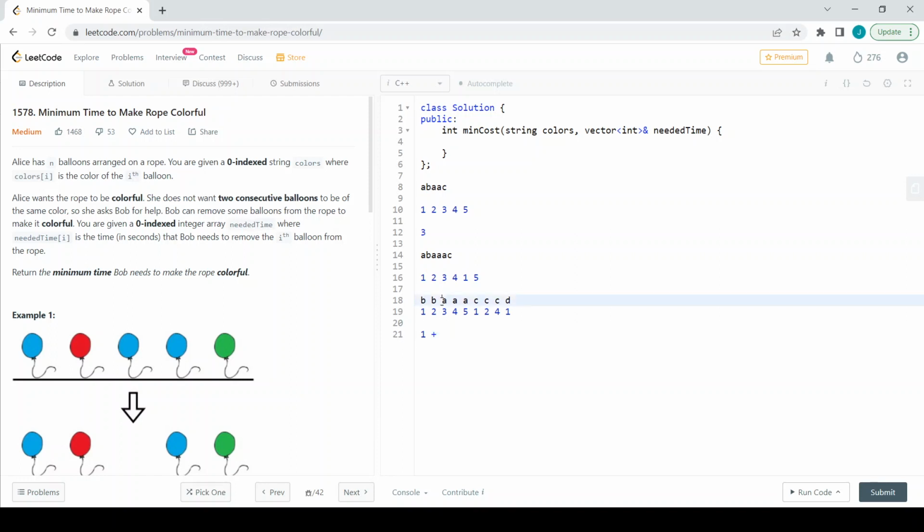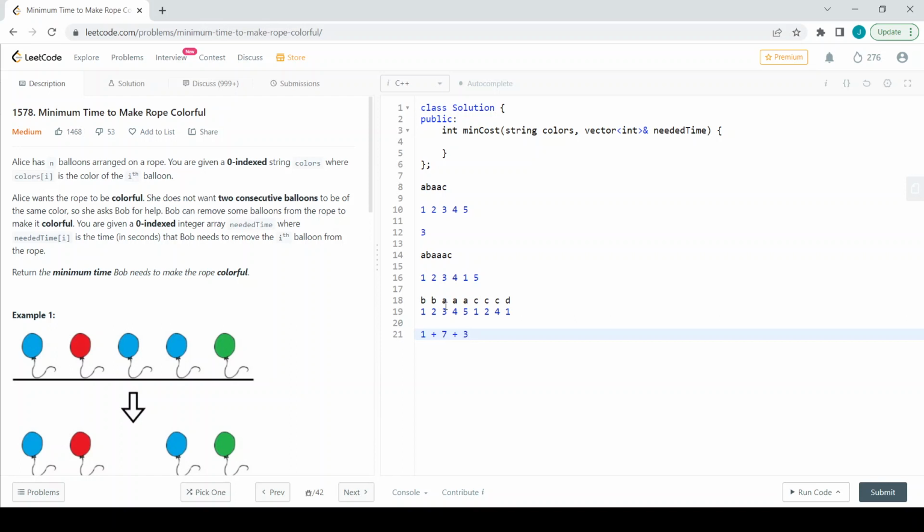Then, as you can see, there are three consecutive balloons. So we have to remove 3 minus 1, which is 2 balloons. The two balloons with the minimum times are 3 and 4, so we remove the time 7. Here also there are three consecutive balloons, so we remove 3 minus 1, which is 2 balloons with the minimum times. The two minimum times are 1 and 2, so we add 1 plus 2, which is 3, to our answer. Here there is no consecutiveness. So this is our total answer, which is 11.